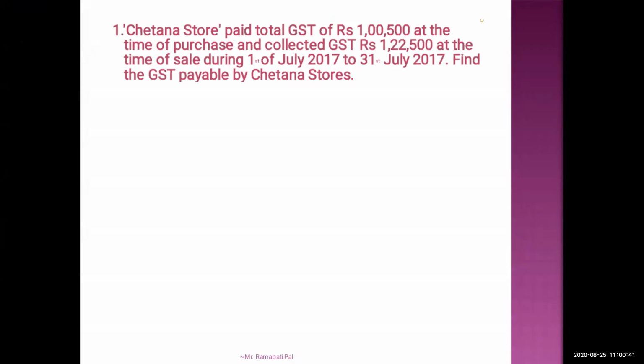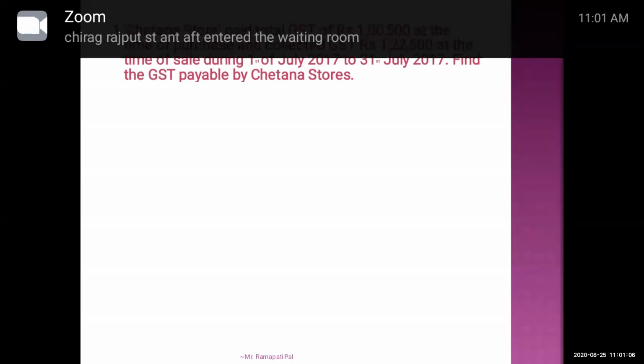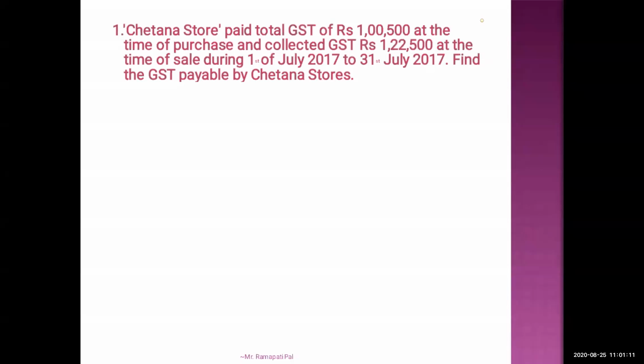Okay, means Chetna store, what is the amount that he has paid? That we have to see. First of all, we will see what the tax collected at the time of sale is, that is output tax. So we will see what is the output tax and then what is the input tax, and subtract it. Is it clear?